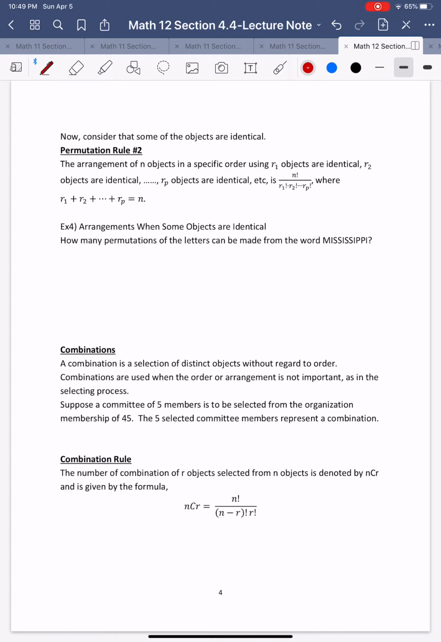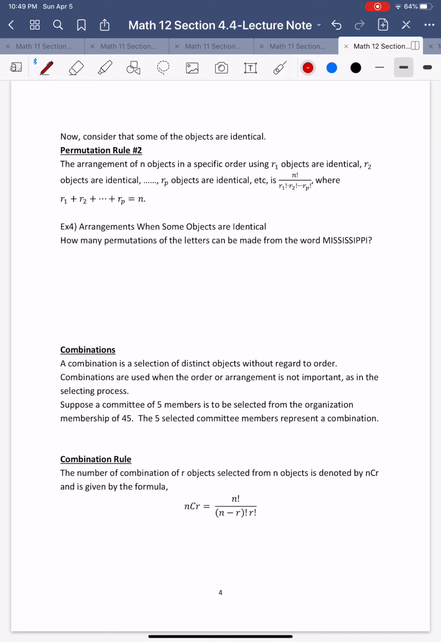Okay, now the permutation number 2. So permutation number 2 is about the arrangement of the n objects in a specific order, with r1 objects identical, r2 objects identical. So we have some identical objects to choose. So number 4, arrangement when some objects are identical. How many permutations of the letters can be made from the word Mississippi? So we're going to actually rearrange this Mississippi letters.